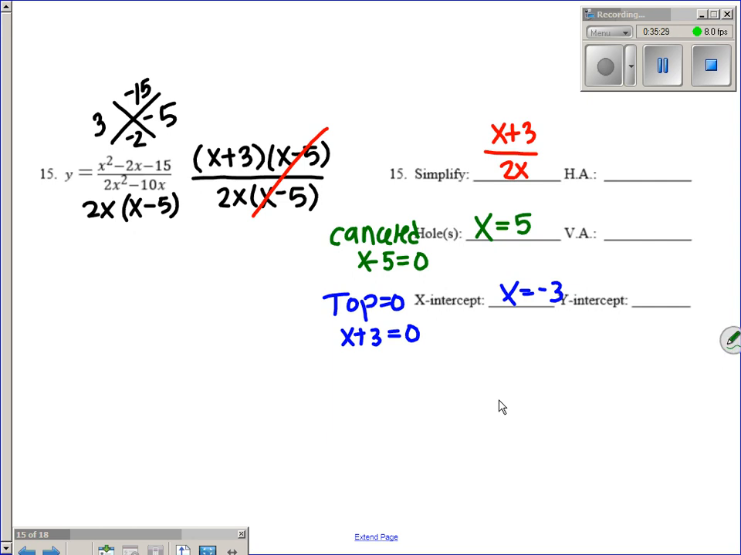The horizontal asymptote, you're looking at the degree. The degree on the top is just x to the first power, so 1. And on the bottom, x to the first power, still a 1. So remember, in this case, since the exponents are the same, divide coefficients. The coefficient of the top x is just going to be 1, because there is no number. And the coefficient on the bottom is 2. So it's y equals 1 over 2, which happens to be a half.